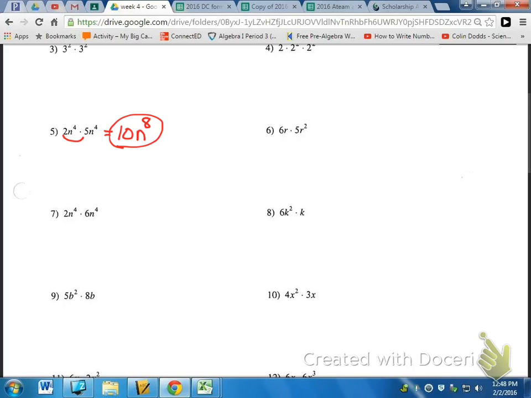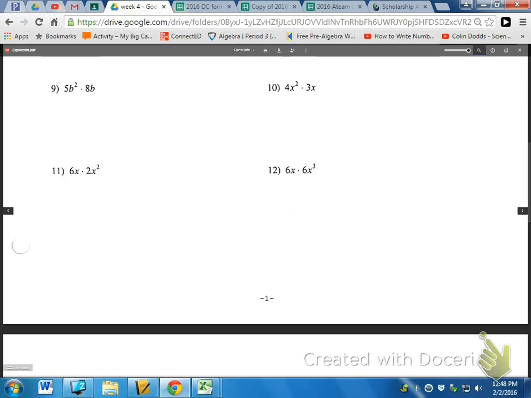So if the base is the same, you leave it, add the exponents. If there are numbers that are not the same, you have to go ahead and multiply those out. Any questions about that? And yes, we did do that in pre-algebra. Okay, let's look down here for something that's a little bit different.